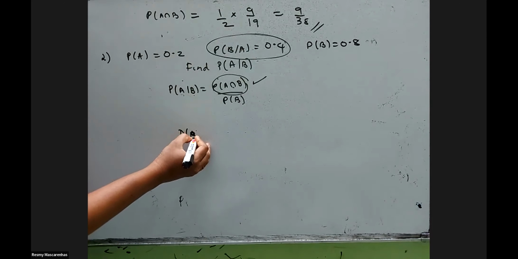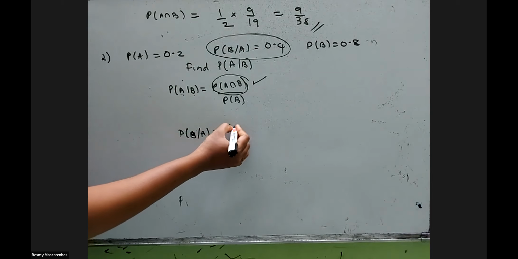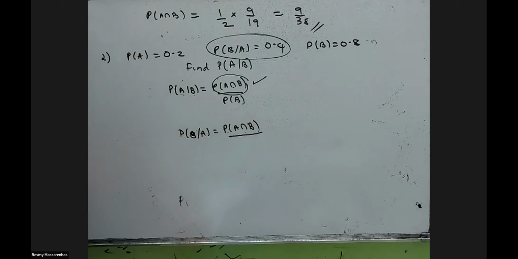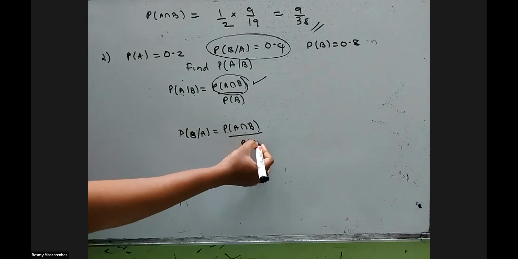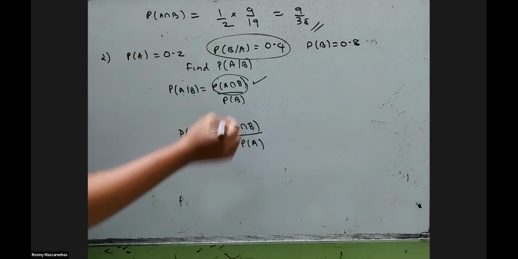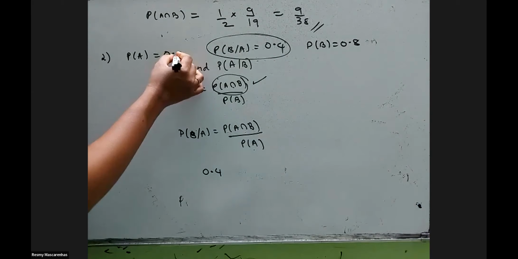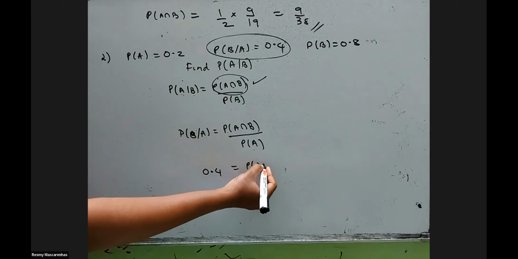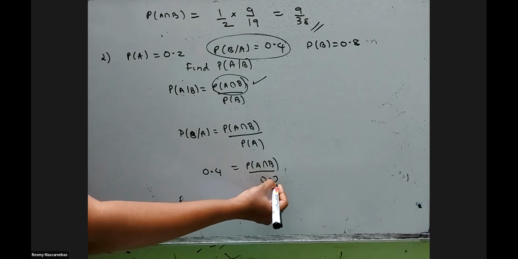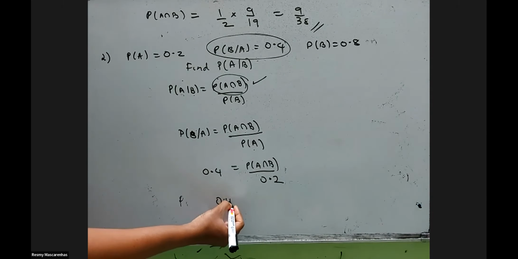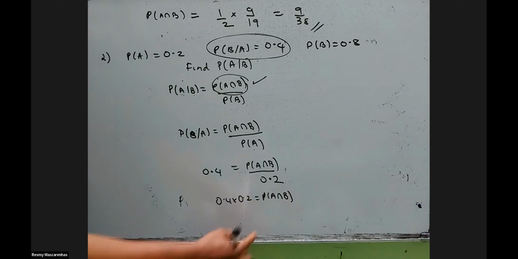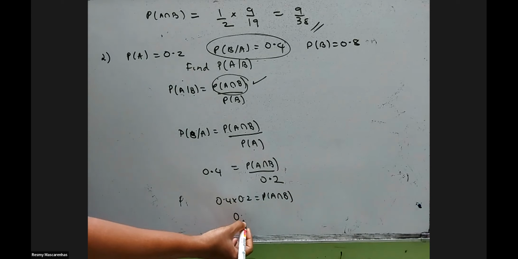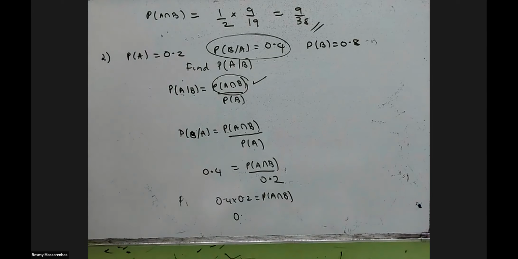So P of B upon A is what? Same thing, P of A intersection B, which is always common for both of these, upon P of A. Now this value I know is 0.4, P of A I know is 0.2. Just multiply it here. So from here I will get the value of P of A intersection B. This is 0.08.